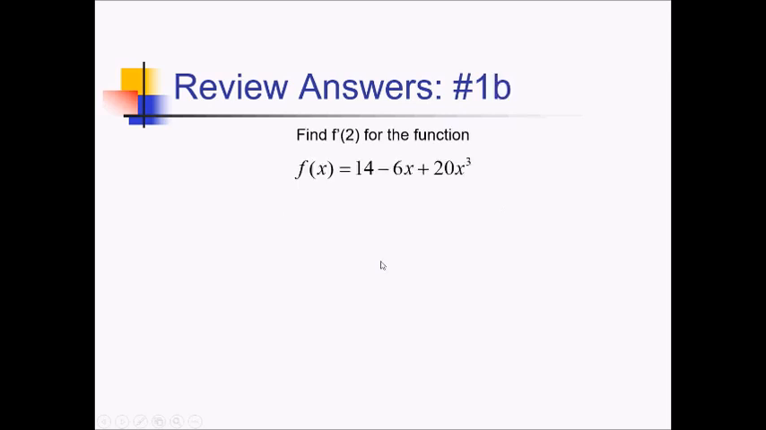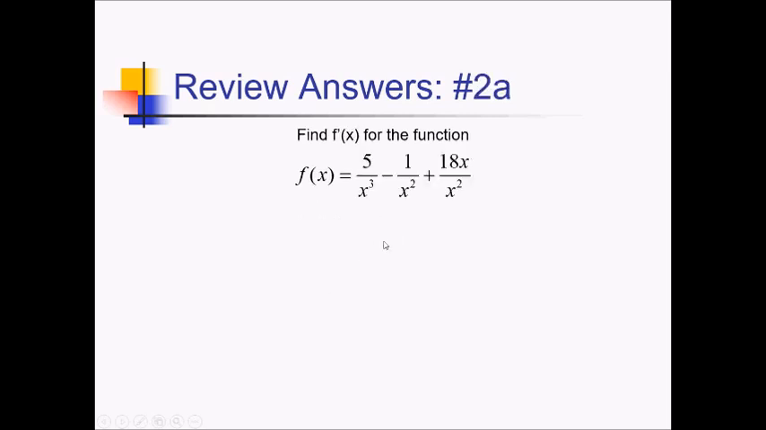To find f prime of 2 on this function, we first need to take the derivative and then plug 2 into it. So using my power rule for the derivative, 14 gets zeroed out. Derivative of negative 6x is just negative 6. And then derivative of 20x cubed, 3 times 20 gives us 60, and then we'll have x to the 3 minus 1, so that'll be x squared. And now I have to plug 2 into this. So f prime of 2 is just going to be negative 6 plus 60 times 2 squared. 60 times 2 squared is 240. Minus 6 gives us 234.